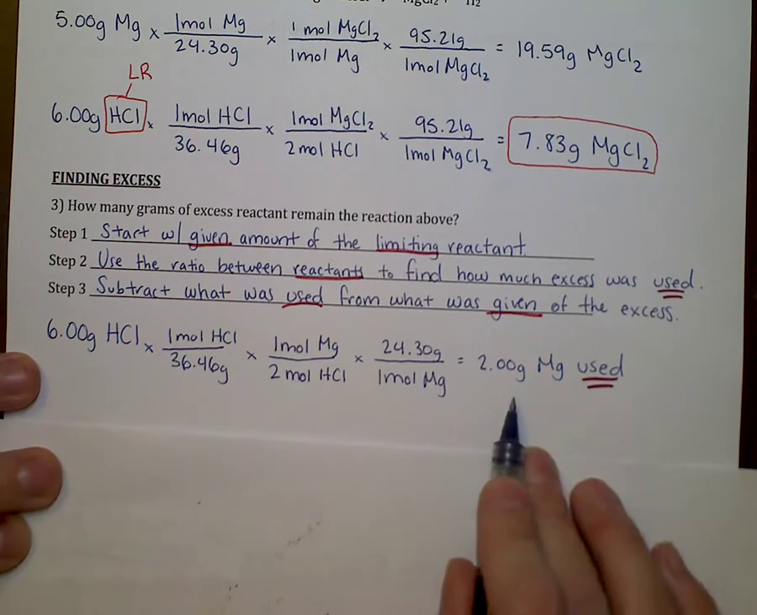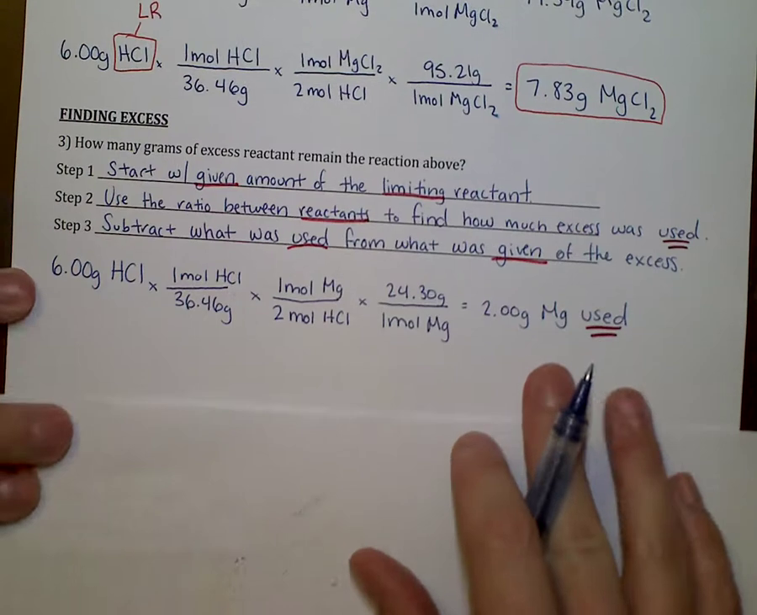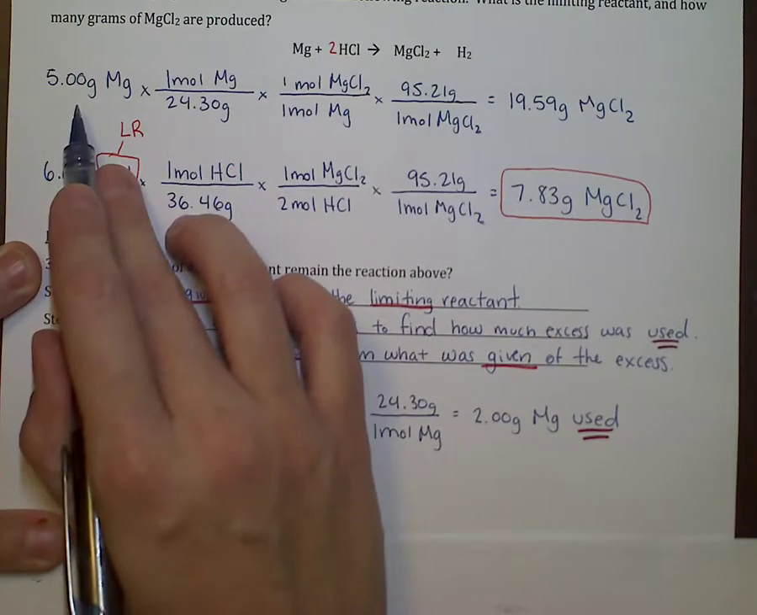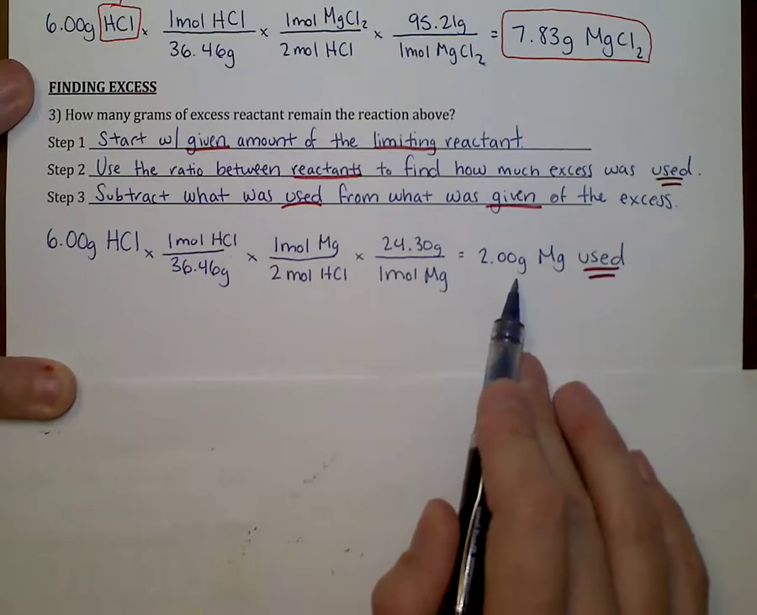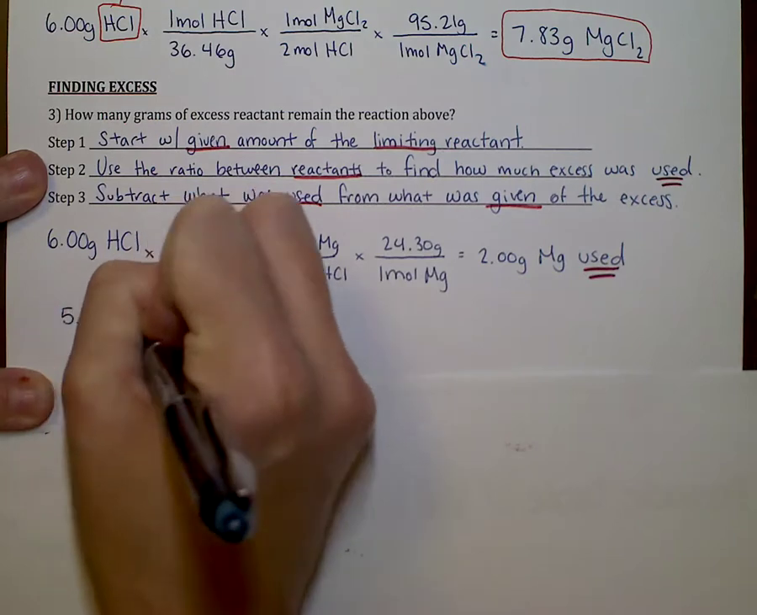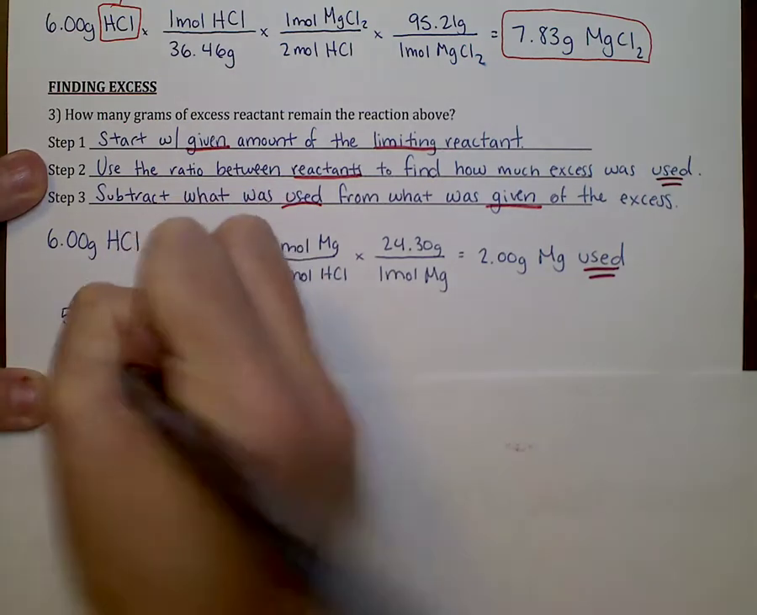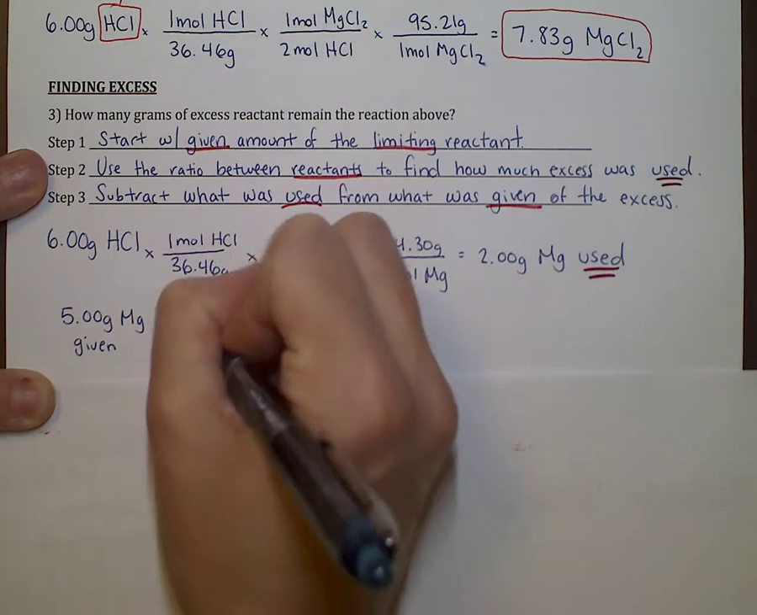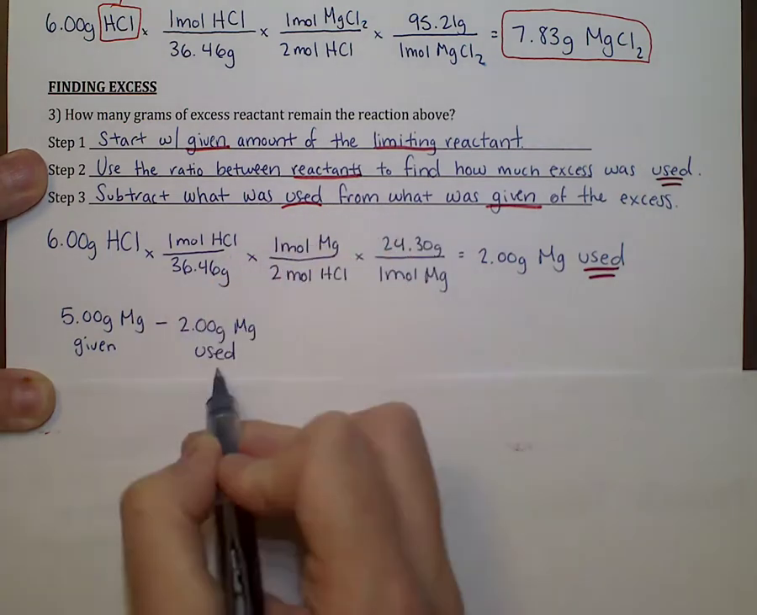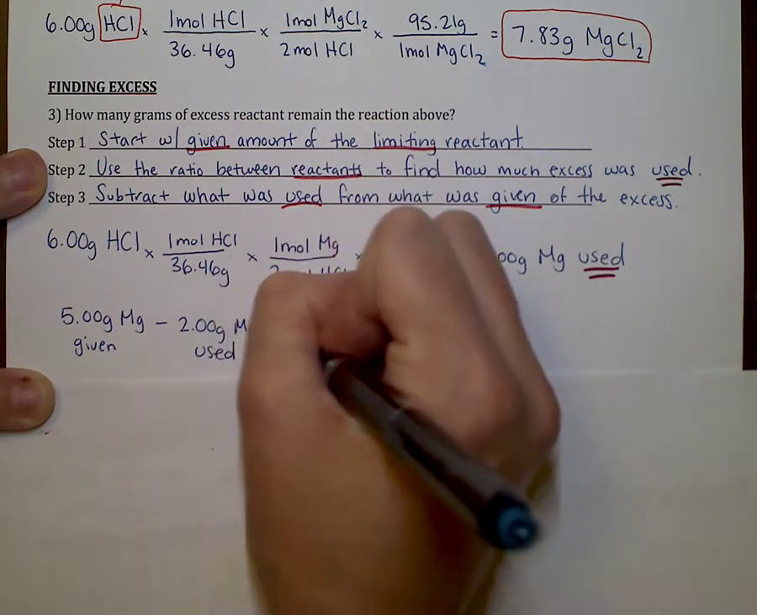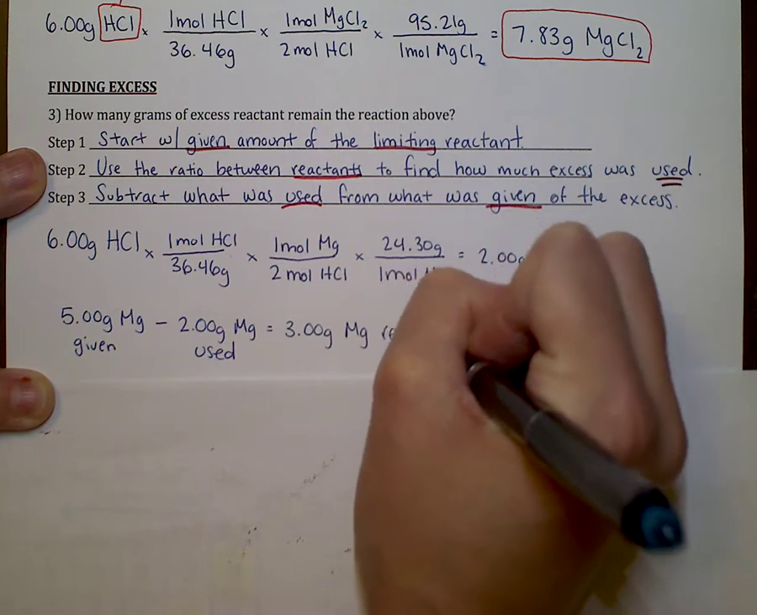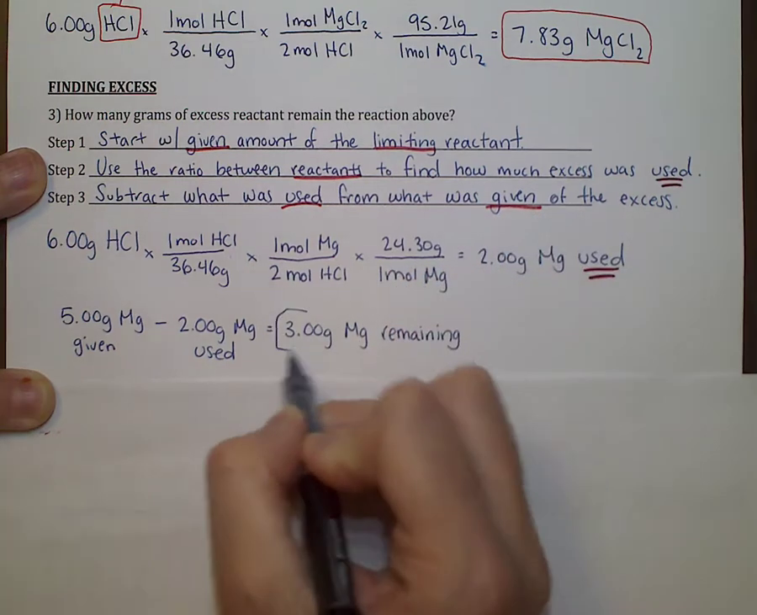So now that we know how much magnesium reacted, we can figure out how much remains by doing some subtraction, okay? So we started with 5 grams of magnesium, and we used 2 grams, so it's a very easy math problem, but I'll put it on the paper anyway. 5 grams of magnesium, or what we were given, okay? And then we subtract the 2 grams of magnesium that were used, keyword used, right? And that gives us our 3 grams of magnesium remaining. And that is our final answer.